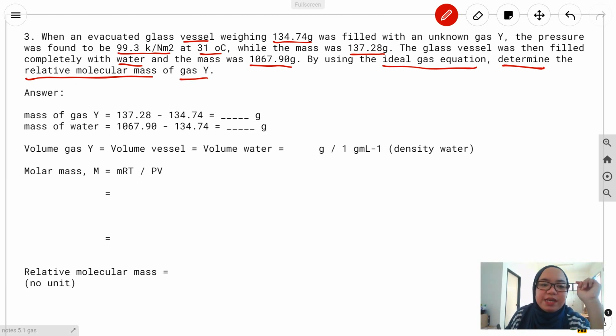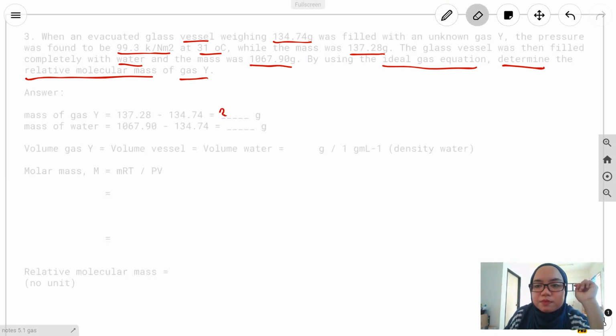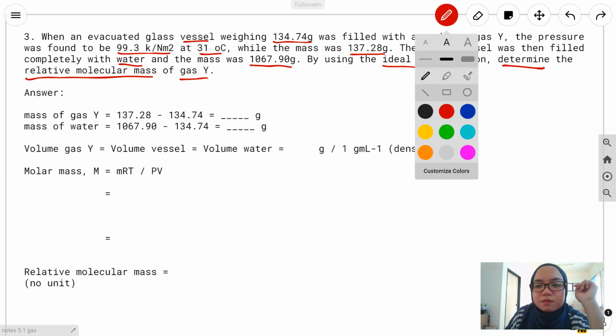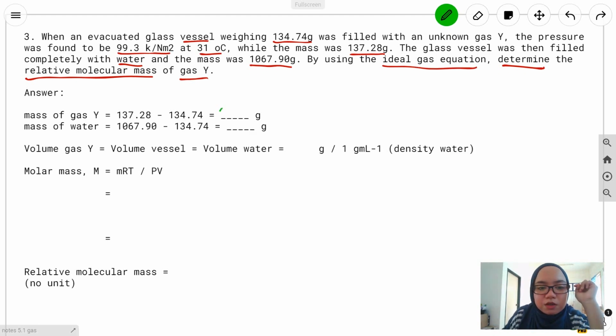The mass of gas Y is 137.28 minus 134.74. That means we get 2.54 gram of gas Y. Now we want to find the mass of water. Here I put 1067.9 minus 134.74.